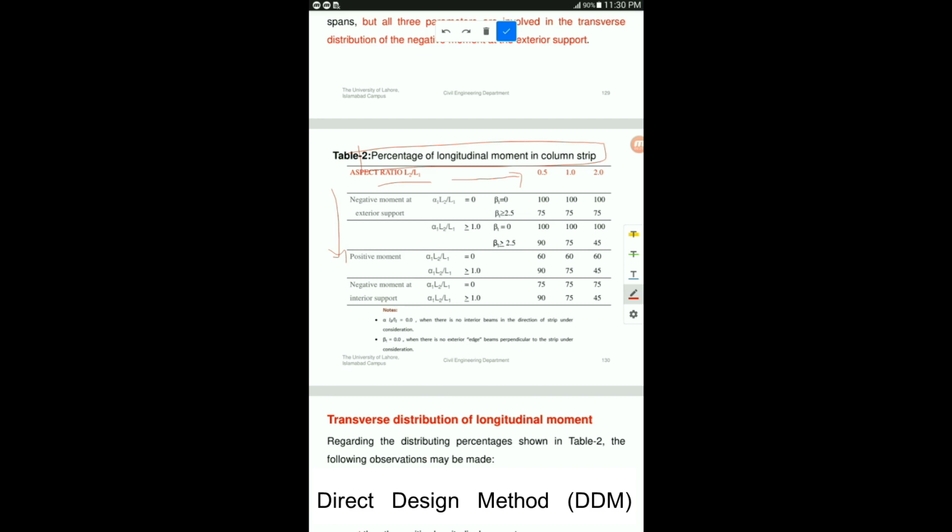Because we have studied that there are 5 locations, we're going to see these are the statement values for each of them. Negative moment at exterior support, this is for location 1. Positive moments, it can be location 2, can be 5. Negative moments at interior supports, it will be location 3. It can be location 4 as well, because this is for interior support. So for interior support, we have 2 moments: this is for exterior face and this is for interior face.